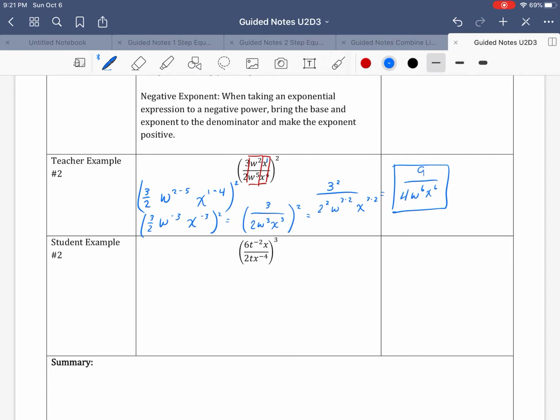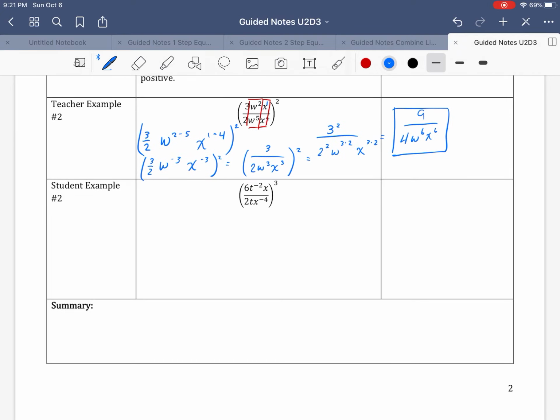It's time to try this next one on your own. When you're all done, I want you to write a 1-sentence summary focusing on your main ideas and 1 question.